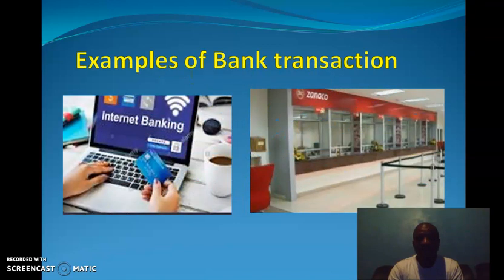We have examples of bank transactions which include internet banking. You can pay cash through internet banking. You can use your Visa card, for example, to pay for your goods online. And you can go to the bank and pay for your services by check. You deposit a check. So the other picture on the right here is showing you a Zanaco bank where you can go and deposit your money when you are paying for something.